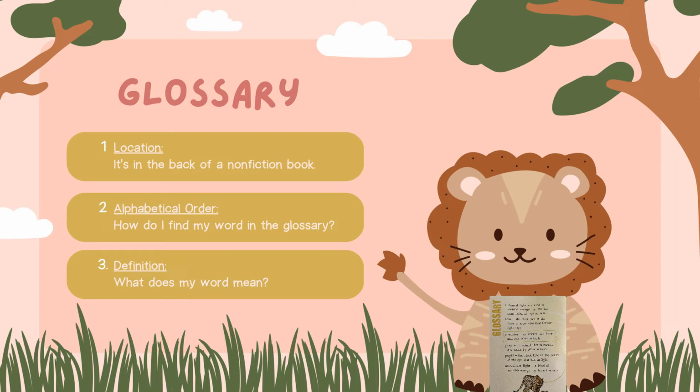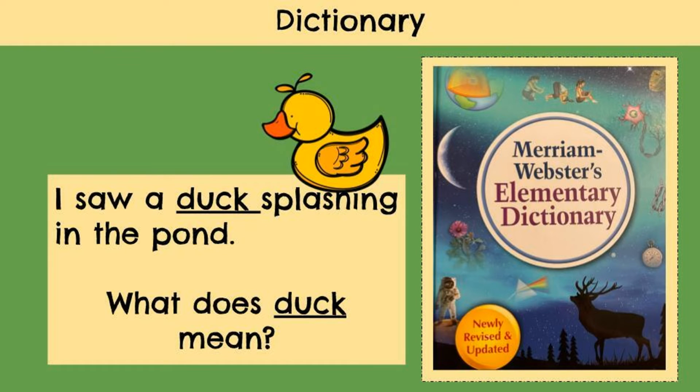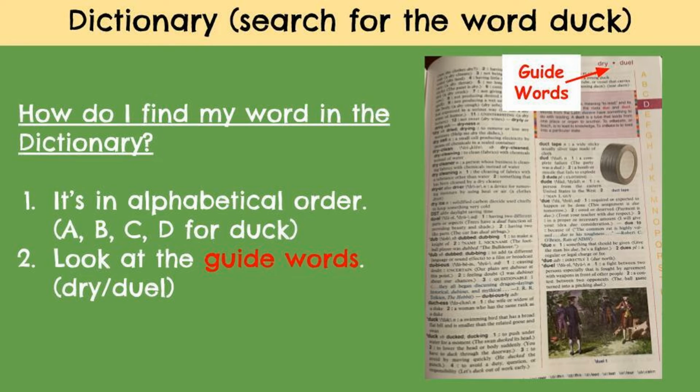But wait, there's more. You can also look in a dictionary. I saw a duck splashing in the pond. What does duck mean in this sentence? A dictionary is a lot larger than a glossary, so we need help finding our word. First, we're going to go through the alphabet. A, B, C, D. D is for duck.